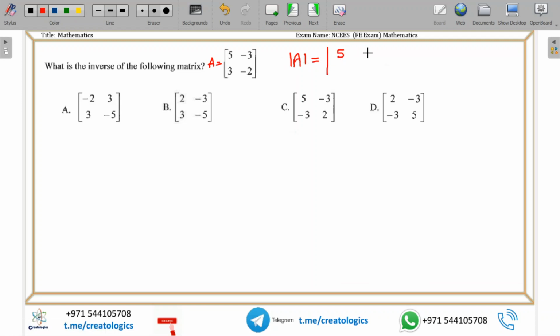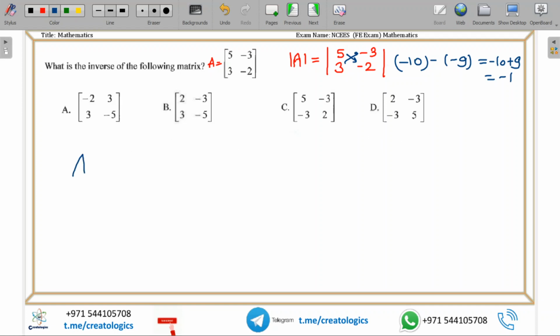Determinant of A is given by solving this 5, -3, 3, -2. Use the cross and get the determinant. Multiply these two, which gives -10. Multiply these two with a negative. Subtract those. This gives you -9. In total, what you are getting? -10 plus 9 means -1 you are getting. Okay, so the determinant is -1.